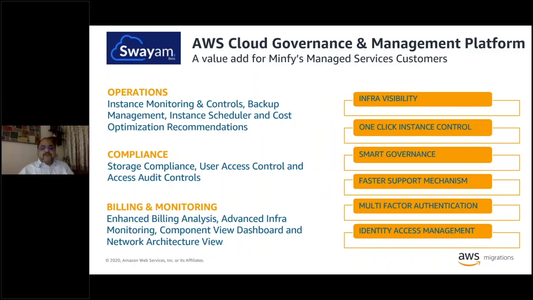From Minfy's side, we have this platform called Swayam, and you can go and check it out at swayam.cloud. It's primarily geared towards providing you a very simple console or abstraction of the AWS components that you have launched, and that helps you in managing and viewing compliance, and also getting a view of your billing and the breakup of your bills on the Swayam platform. This is a Minfy proprietary platform that most of our managed service customers get access to. What does it provide?